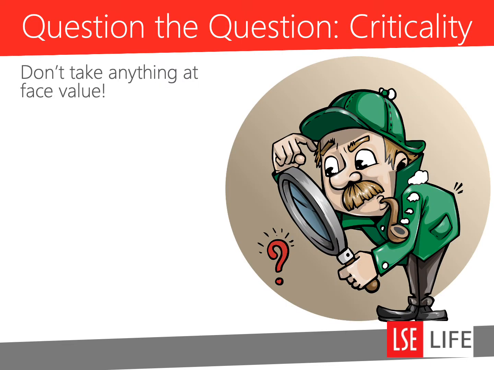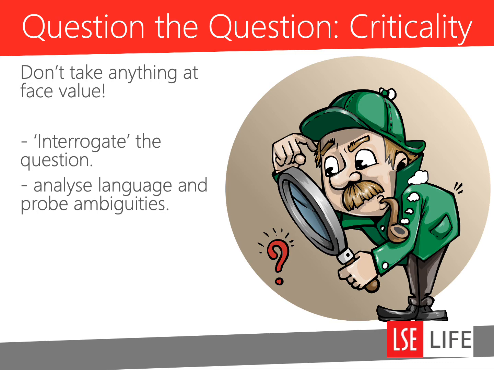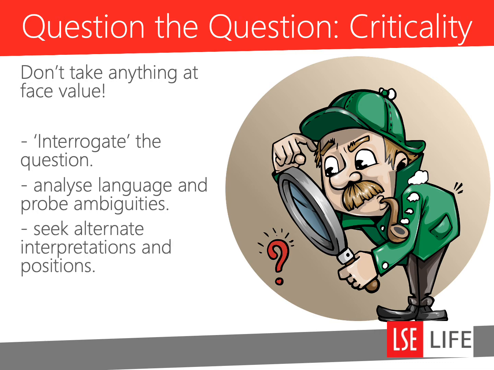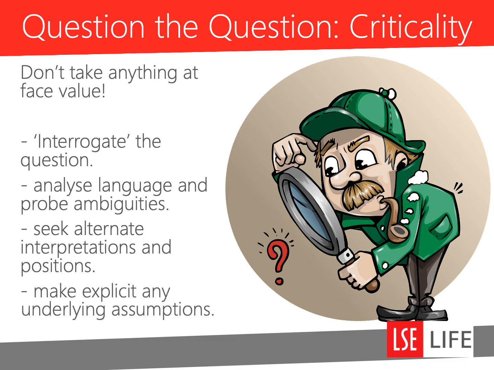What does that mean? Well, you are not taking evidence and arguments at face value, but you are interrogating the question fully. You are analysing the language used and looking for ambiguities. You are investigating these arguments, looking at their relative strengths and weaknesses, seeking alternative interpretations where needed, and providing your reader with a critical judgment of the evidence you provide. And you are making explicit any underlying assumptions the author is making.